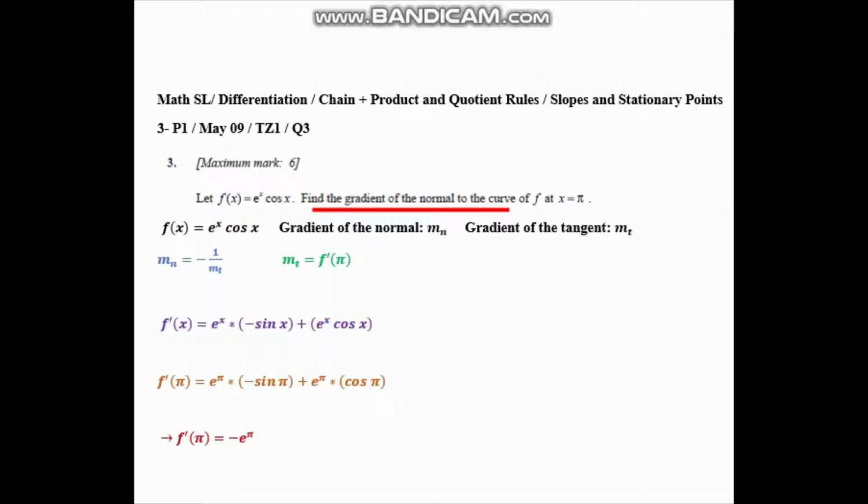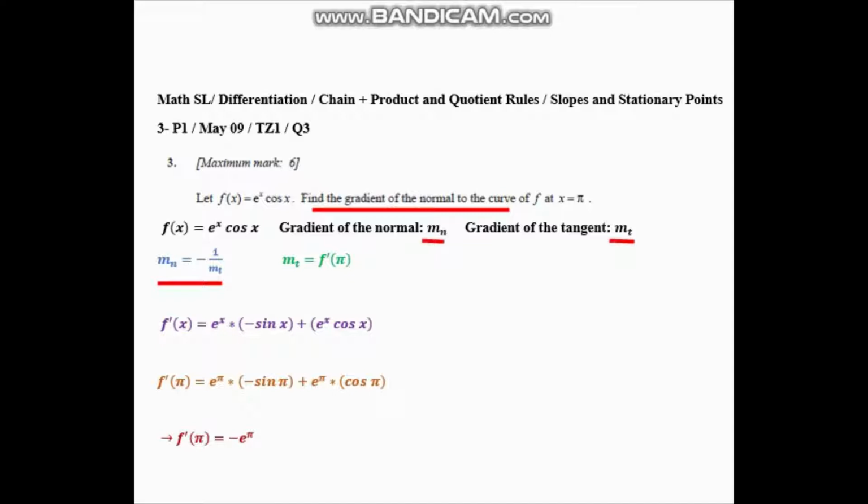First concept is the fact that the gradient of the normal, which we shall call mn, is related to the gradient of the tangent or the gradient of the curve, which we shall call mt. And the relation is right there in blue in front of you. This is a piece of information or a concept that you must know in order to solve this question: that mn is equal to -1 over mt.